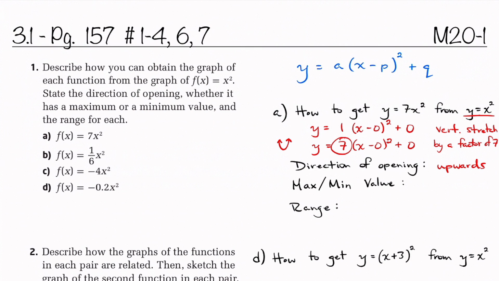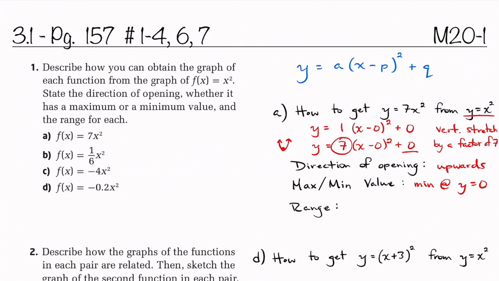Now, because it points upwards, just like this one right here, if that points upwards, for this next question, if it has a max or a min, that point there is going to be the lowest point. So it's going to have a min value, and that value occurs at whatever the Q point was of the vertex. So it's a min at y equals 0.